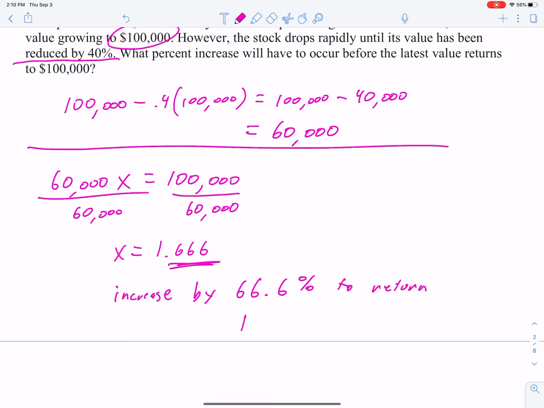To return to $100,000. Okay? So basically what we did was we subtracted 1, because that 1 again represents that original 60,000. Okay? There we go.